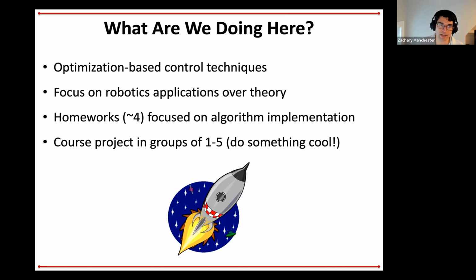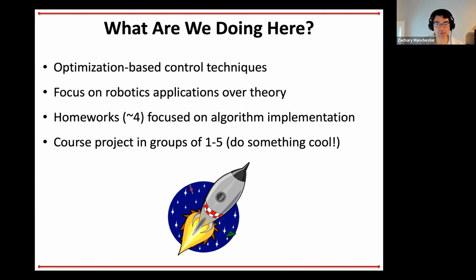And then lastly, we're going to have a course project that you're going to work on in groups, nominally groups of 1 to 5. I think it's a better idea if you do this with somebody else. If you're inclined to do it by yourself, that's okay, if you really want to, or if you have something from your research that you want to do here, that's cool. But I think you'll have a better time doing it with a friend or two.